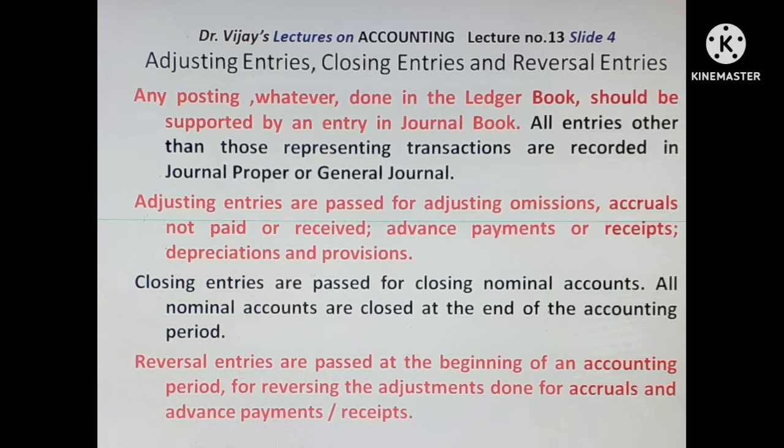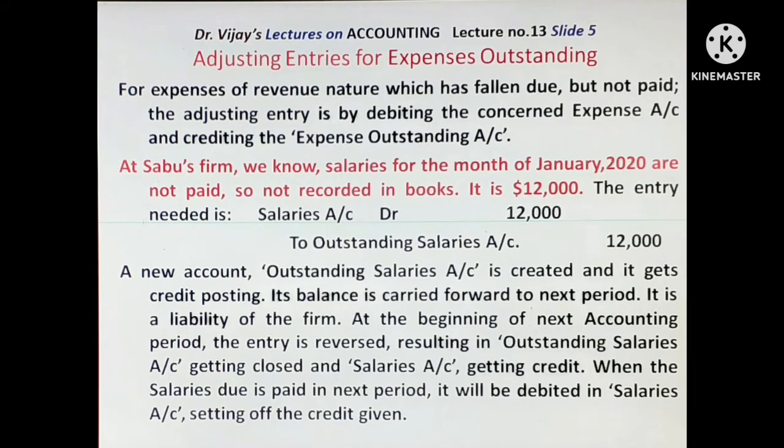All nominal accounts are closed at the end of the accounting period. Now, reversal entries are entries passed at the beginning of the subsequent accounting period for reversing the adjusting entries regarding expenses and incomes: expenses prepaid and outstanding, incomes accrued and received in advance.